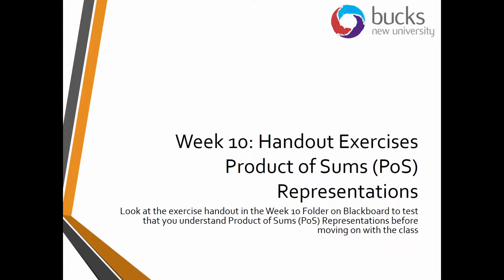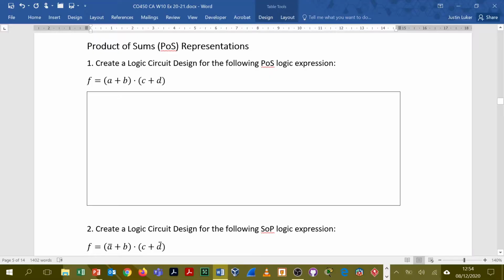And again, I've got some POS, product of sums representations that we can look at and create as a circuit to see how that looks when you're in the representational form. So I'll go back to the exercise sheet. So here we are in the exercise sheet. The first one we've got to create is F equals A or B and C or D. So it's product of sums because we have OR gates first and then the AND gate. It's just a nice simple one to do. So we go to multimedia logic and build that.